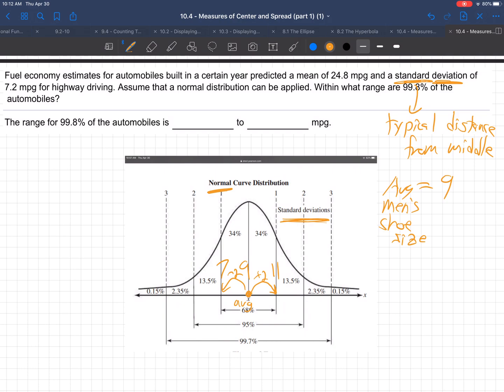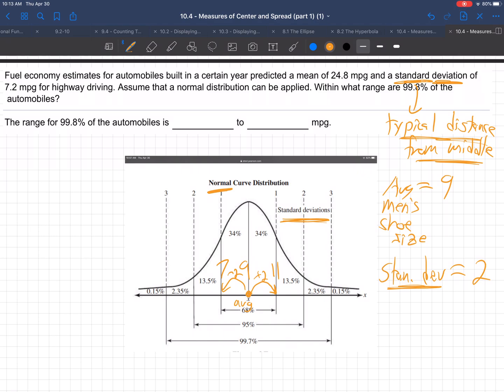But not every man is average. Some have bigger feet, smaller feet. How far? Some have really big feet. Some have feet that are just a little bigger than average. Some have really small feet. Some have feet a little smaller than average. How far are they off of the middle? Typically, that's called the standard deviation for the men's shoe size. Maybe it's 2, meaning the typical man is 2 shoe sizes off of the middle. That's what standard deviation means.